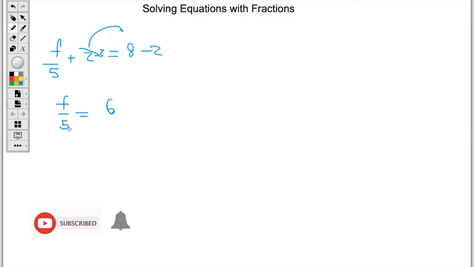Now to get rid of the 5 that's in the denominator, if you realize it's division, so to get rid of it we multiply by 5. But anything we do to one side, we have to do to the other side. So 5 into itself goes one time, so I'm just left with f is equal to 6 times 5, which is 30. That's it.